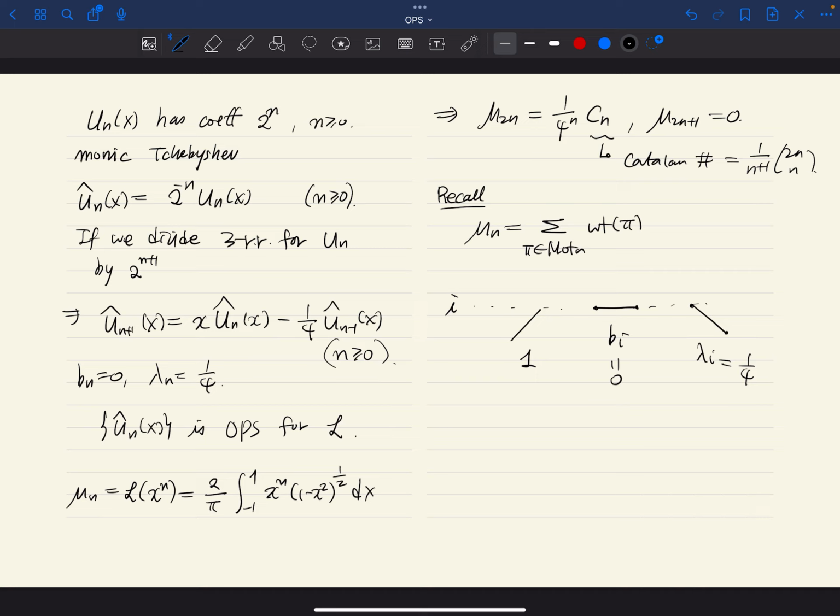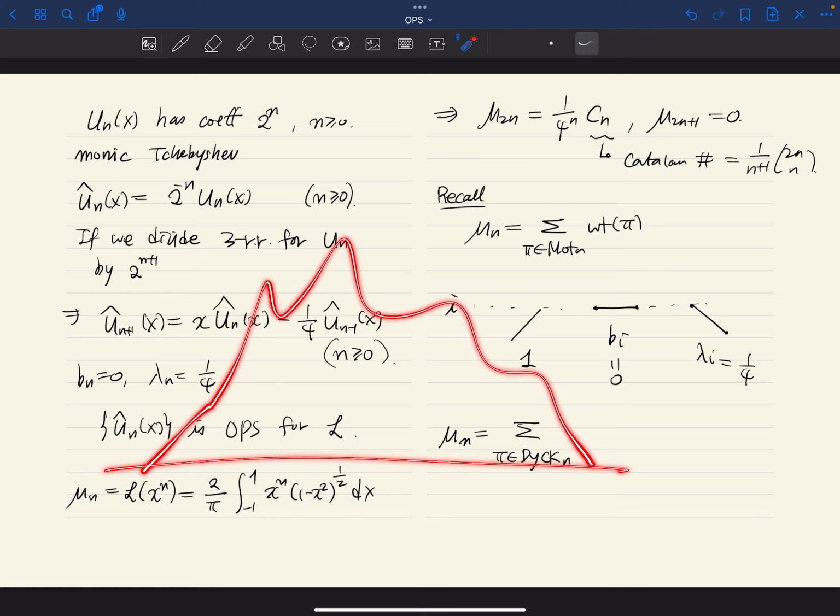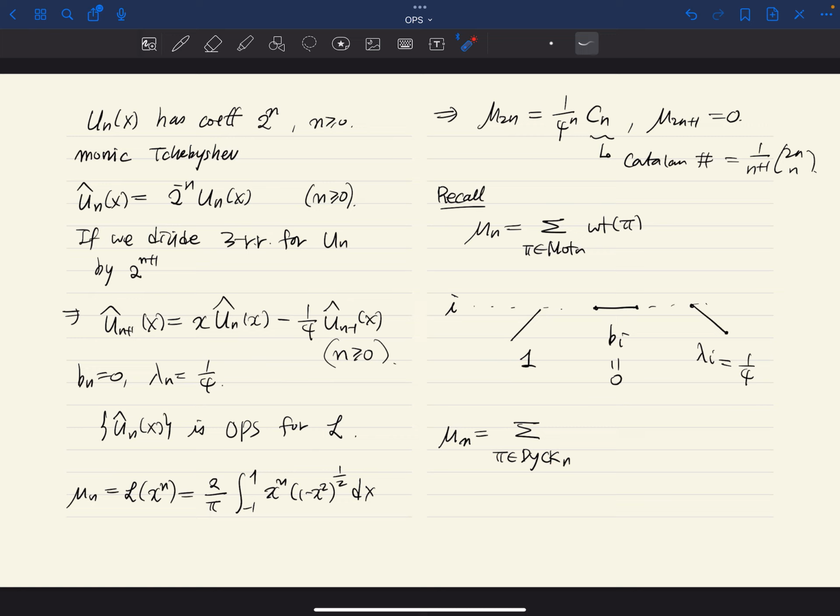That means mu_n equals, you cannot use horizontal steps. What is a Motzkin path without horizontal steps? It's a Dyck path, exactly. So this is a sum over all Dyck paths of length n, but the length must be 2n, otherwise you cannot come back to the x-axis. The number of up steps and down steps must be the same, so n must be even, unless it's going to be 0.